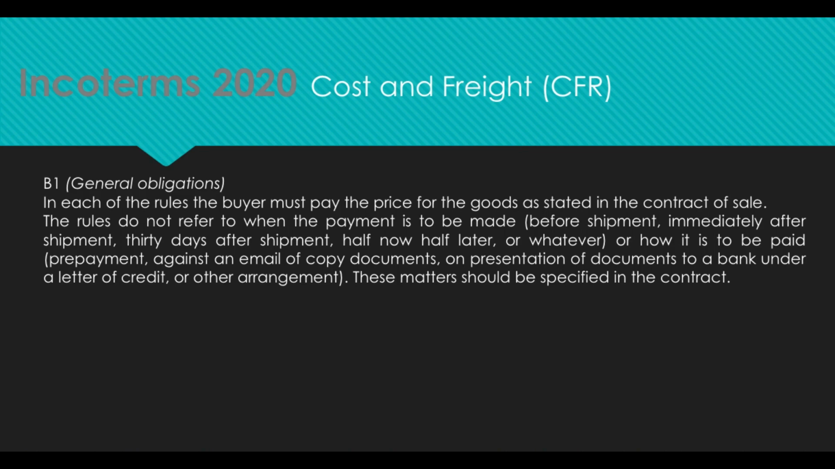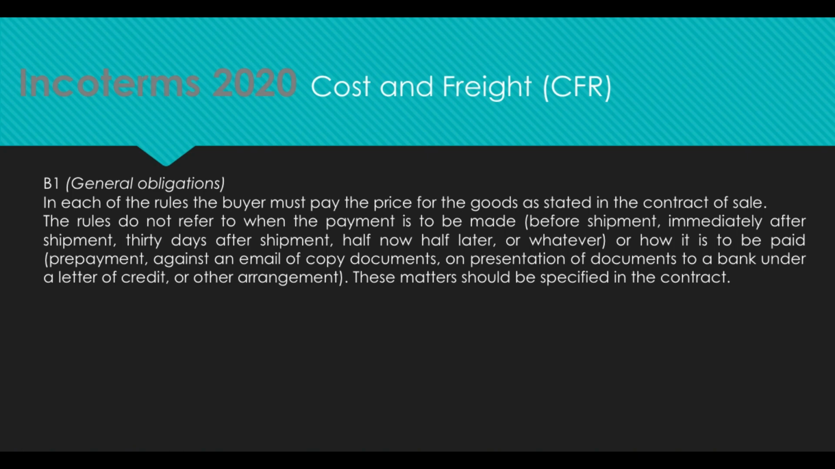B1. General obligations. In each of the rules, the buyer must pay the price of the goods as stated in the contract of sale. The rules do not refer to when the payment is to be made, before shipment, immediately after shipment, 30 days after shipment, half now and half later, or whatever, or how it is to be paid: prepayment, against mail or copy documents, on presentation of documents to a bank under a letter of credit, or other arrangements. These matters should be specified in the contract.